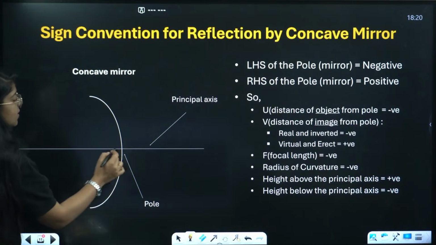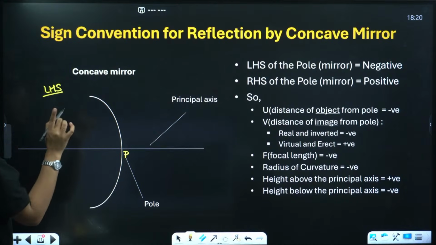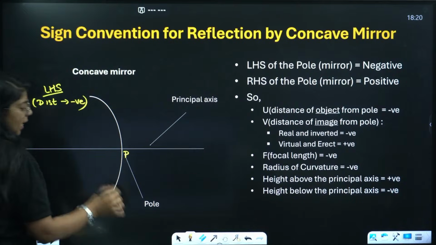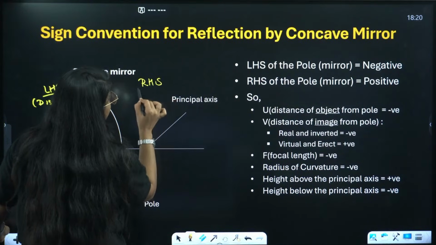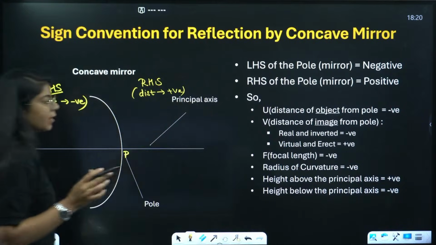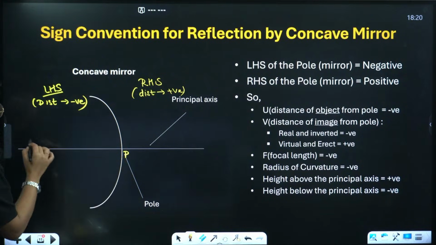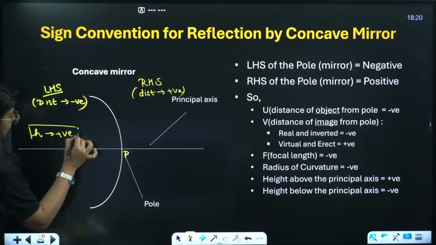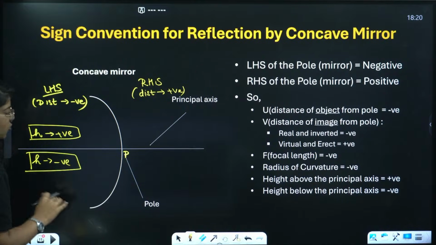क्या करना है, this is the pole, right. On left hand side of the mirror all the distances will be negative. ठीक है, and on the right hand side of the mirror, all the distances will be positive. Done है यहाँ तक, everyone? Yes. And above the principal axis height is positive, below the principal axis height is negative. This is the most basic sign convention. Understood everyone?